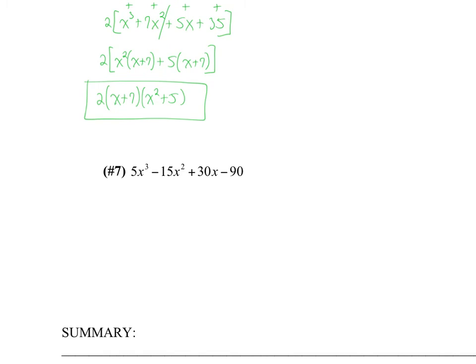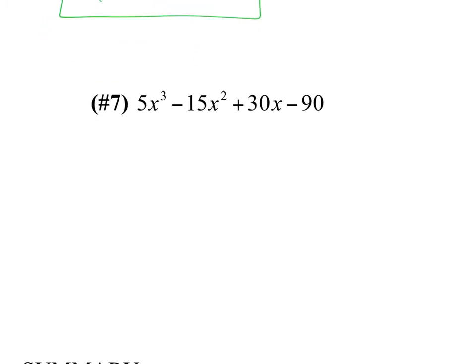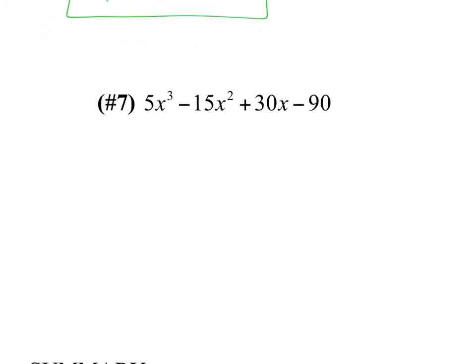All right, last example for today. We have 5x cubed minus 15x squared plus 30x minus 90. All right, is there a GCF we can pull out of here? These all end in 5 or 0, which means they're all divisible by 5. So we're going to do square bracket. We're going to divide by 5. We're going to have x cubed minus 3x squared plus 6x minus 18. 90 divided by 5 is 18.